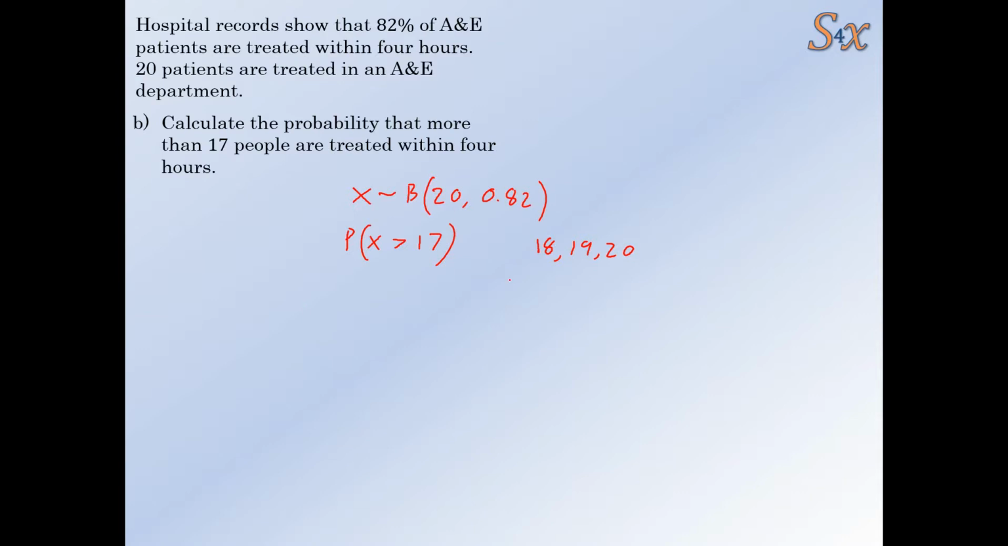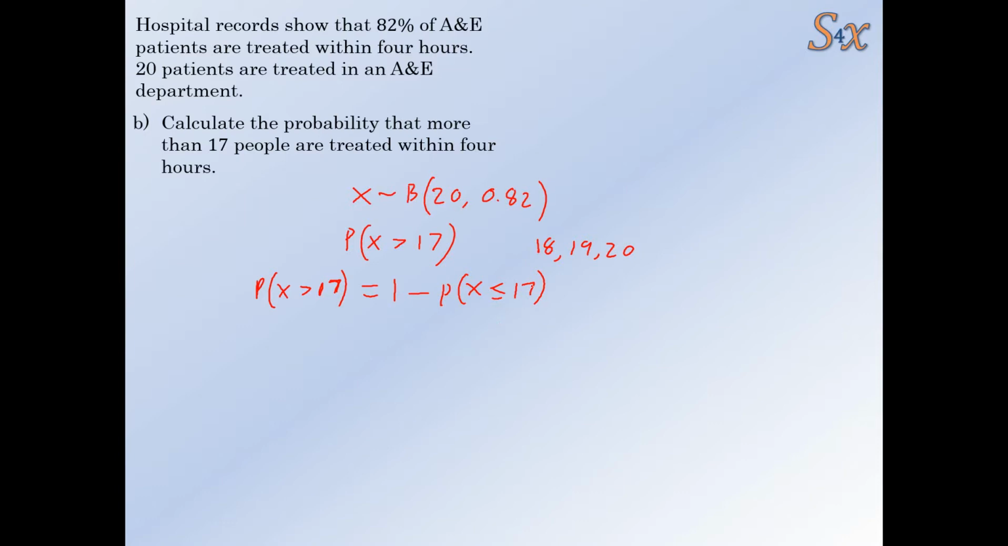Now, the probability of all of those possibilities must be 1. So we can write that as 1 minus the probability that x is less than or equal to 17. That's all the people from 0 all the way up to 17 that we don't want. We only want 18, 19, and 20, so we're going to subtract those off. So that's that rewritten to use the less than or equal to symbol.